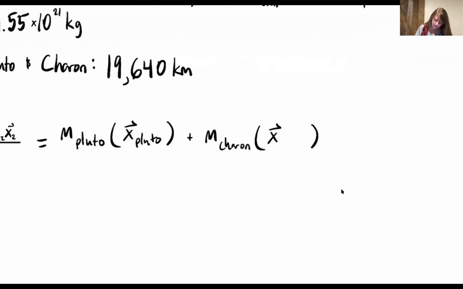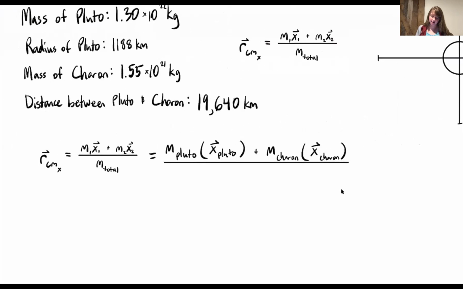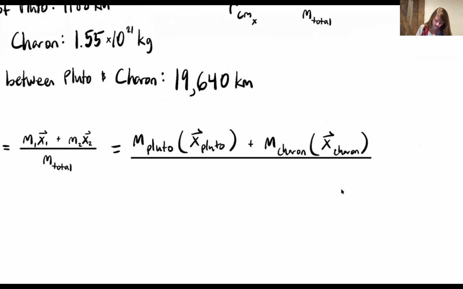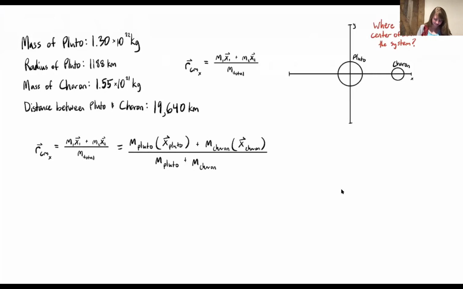To Charon. There we go. And we're going to divide everything by the total mass of the system. For example, we have the mass of Pluto plus the mass of Charon. This is going to be our equation. And now we can start plugging in numbers.